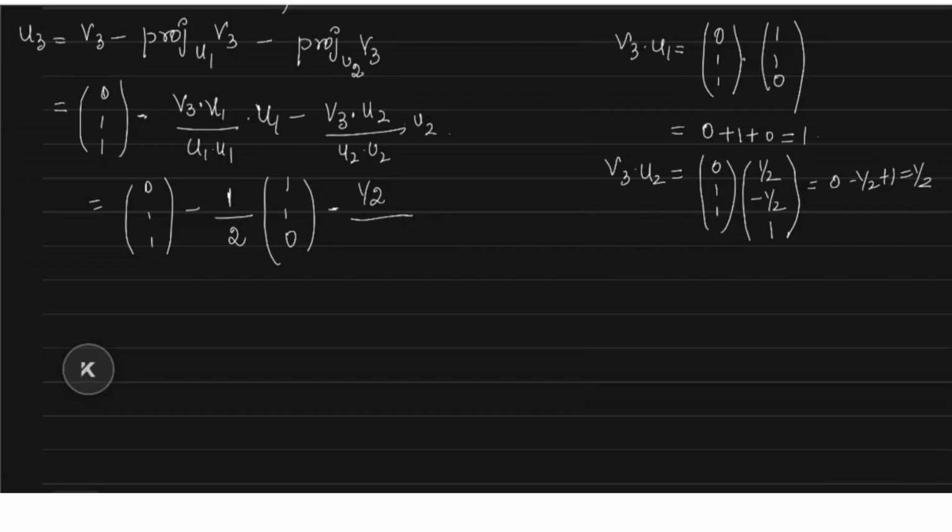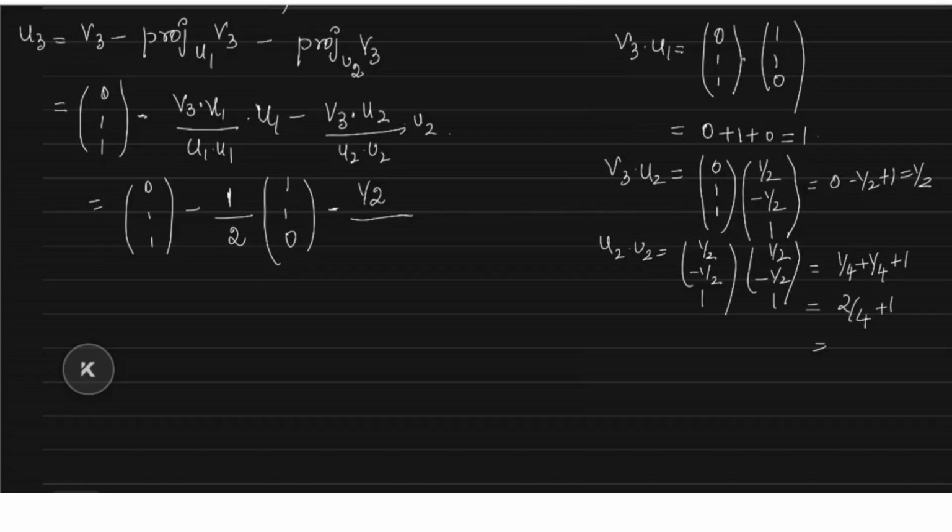Now coming to the denominator, u2 dot u2. u2 dot u2 is nothing but (1/2, -1/2, 1) times (1/2, -1/2, 1). When you multiply, you'll get 1/4 plus 1/4 plus 1, which is equal to 2/4 plus 1, or it is 3/2. Okay, so you'll have 3/2 into u2. So u2 is nothing but (1/2, -1/2, 1).